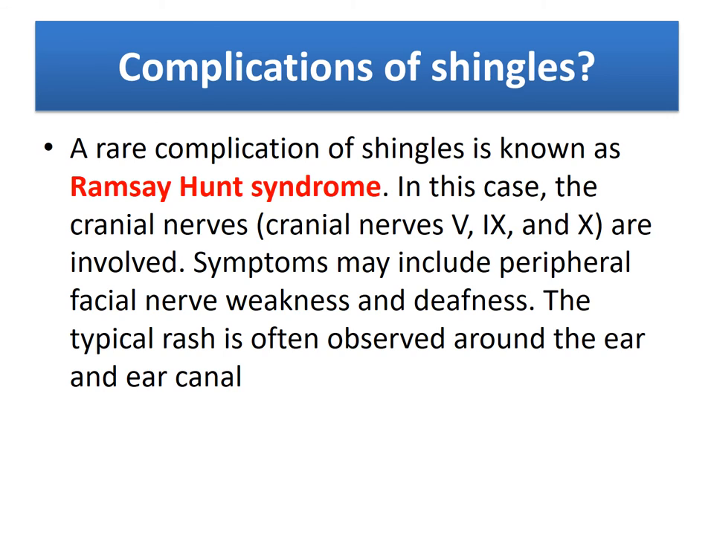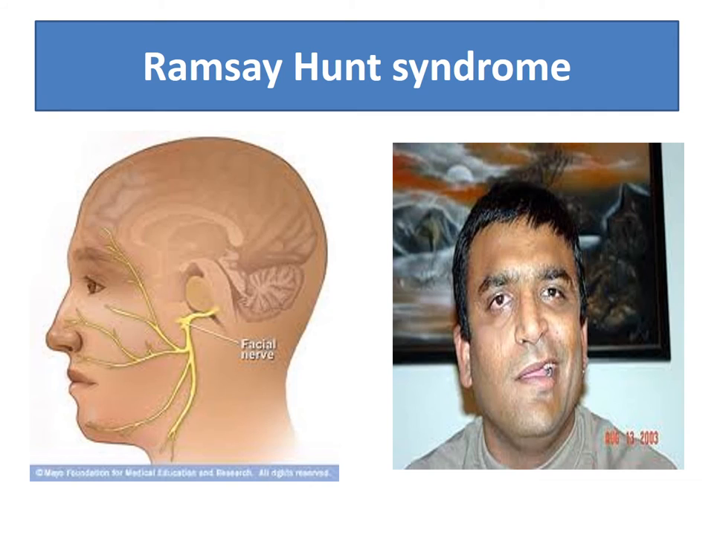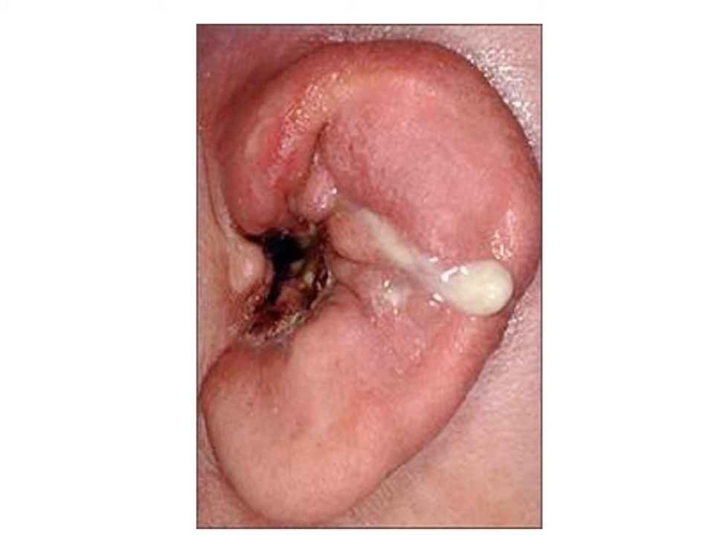A rare complication of shingles is known as Ramsay Hunt syndrome. In this case, the cranial nerves are involved. Symptoms may include peripheral facial nerve weakness and deafness. The typical rash is often observed around the ear canal. Ramsay Hunt syndrome, a complication of herpes zoster.